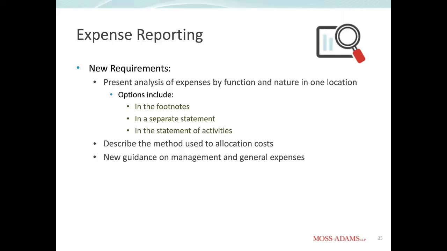If you do have some of your natural classifications, for example, your salaries, wages, fringe benefits that are included in something like a cost of goods sold on the statement of activities, then you would still include those within your functional expense analysis. So those would still need to be allocated within those functional expenses.